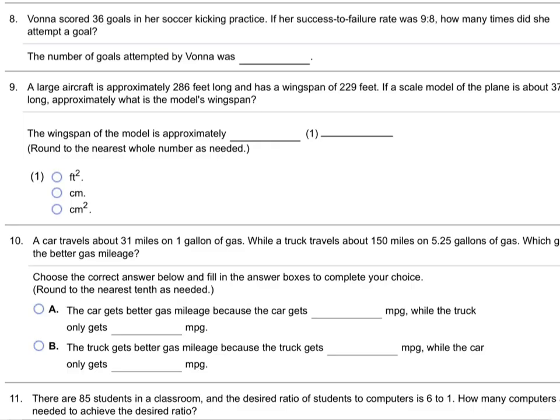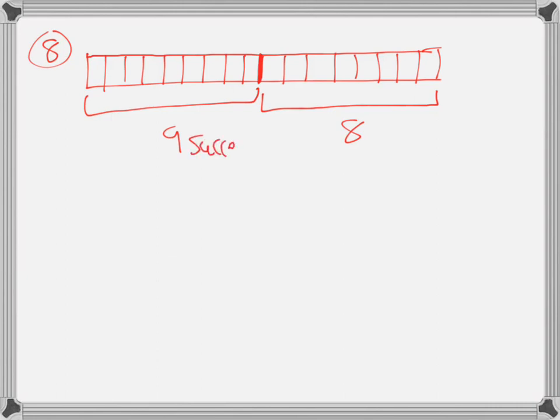So again, I want you to think, but I don't have easy access to them. All right, so Vana scored 36 goals. Her success to failure was 9 to 8. So she had 9 successes for every 8 failures. That's what that means, right? That's a physical way to see 9 to 8. 9 for every 8. So that means for every 9 times she shot at the goal, she made it 9 times and missed it 8 times. Right? We good there? 9 for 8.